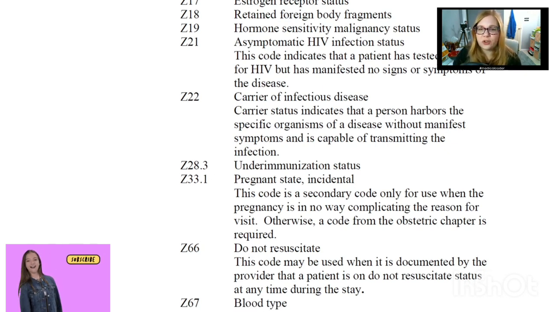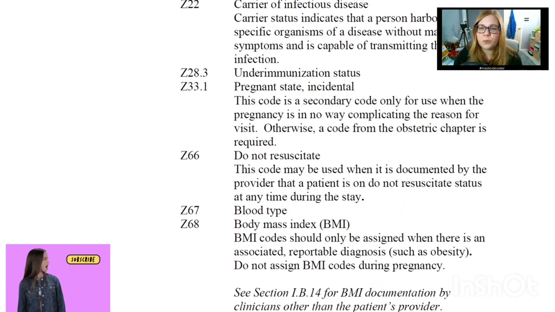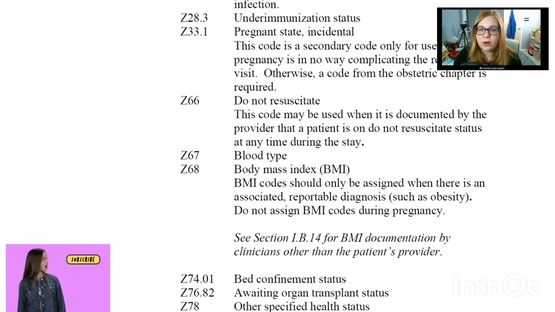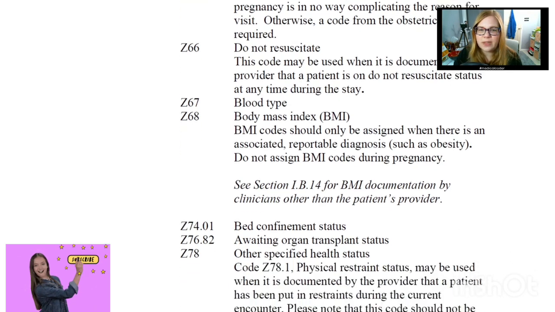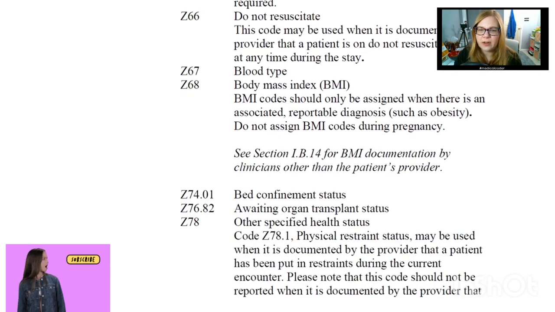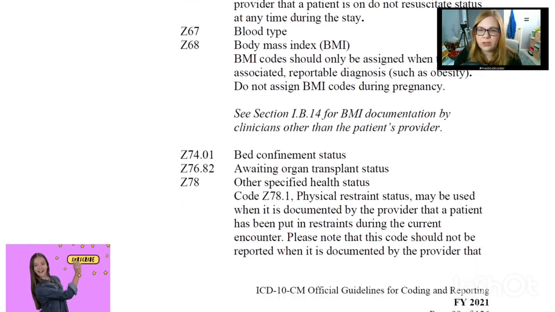Z28.3 is underimmunization status. Z33.1 is pregnant state, incidental, and that's only used as a secondary code when the patient is being seen for something other than pregnancy, but, incidentally, they're pregnant. Z66 is for DNR, so that's when the patient has decided that they are on do not resuscitate status anytime during the stay. Z68 is your BMI, your body mass index. That can play a part in risk adjustment because there are certain BMIs that do risk adjust when the patient has a morbidly obese BMI.